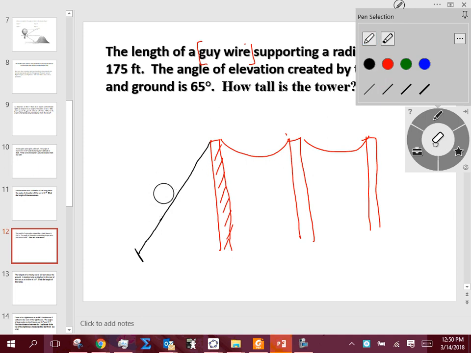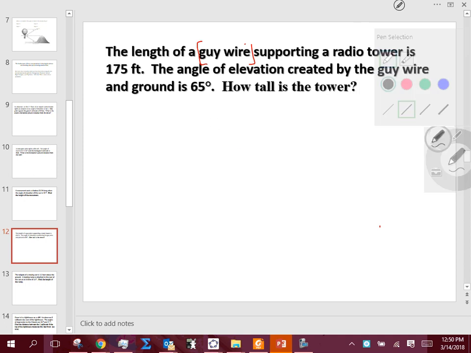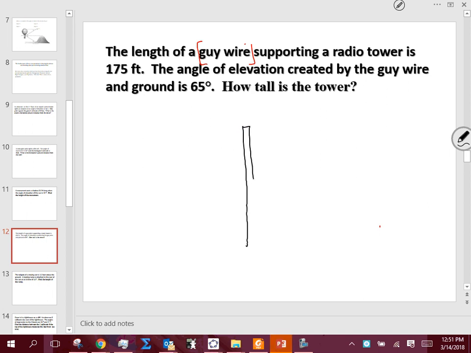Okay. This question talks about a radio tower. If you've ever gone out to Elida Road and looked at Time Warner or Spectrum now or whatever, they've got those huge towers, right? And there's a bunch of wires coming off to the ground. Those are all guy wires, and they're just stabilizing that huge tower so that when it's windy, it doesn't fall over. Okay. So here it says we've got these guy wires on this tower. So there's my guy wire, and it creates an angle of elevation with the ground of 65 degrees. So there's 65 degrees.